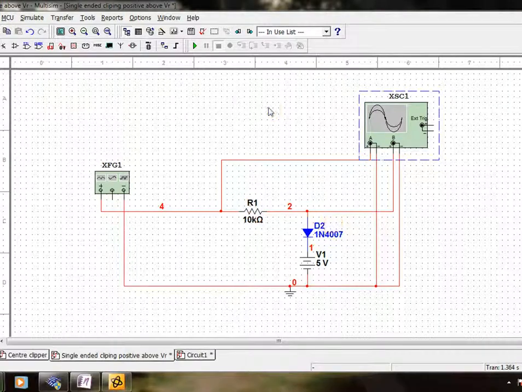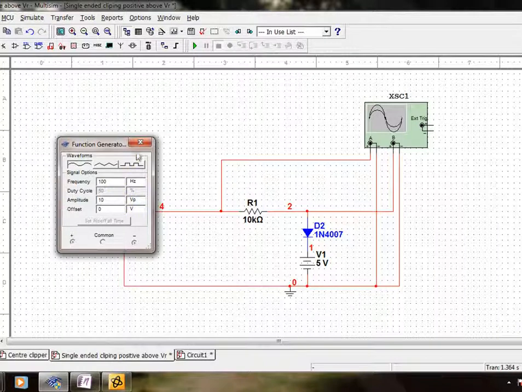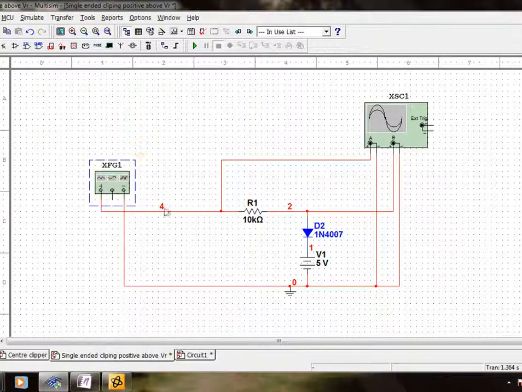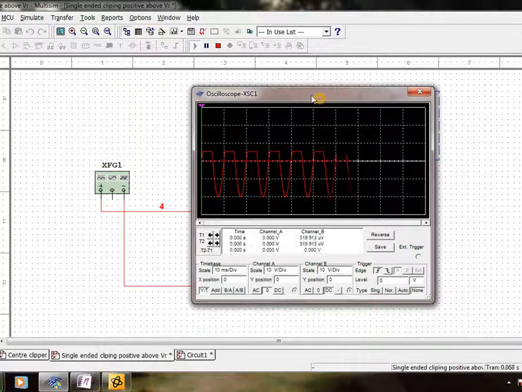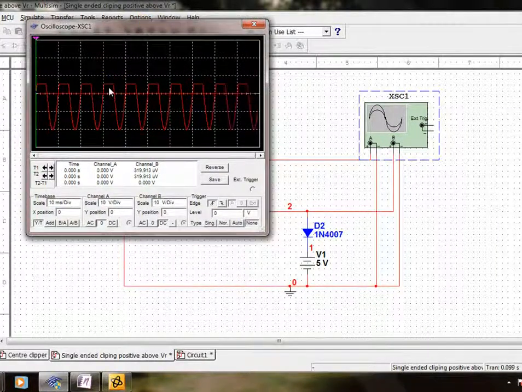Now let's see the simulation of the circuit. Here we see that the input fed is around 10 volts peak. Channel A of the CRO is connected to the input and channel B is connected to the output. We can see that the input of 10 volts peak is limited to just 5.7 volts in the positive half and the negative half is same as the input.